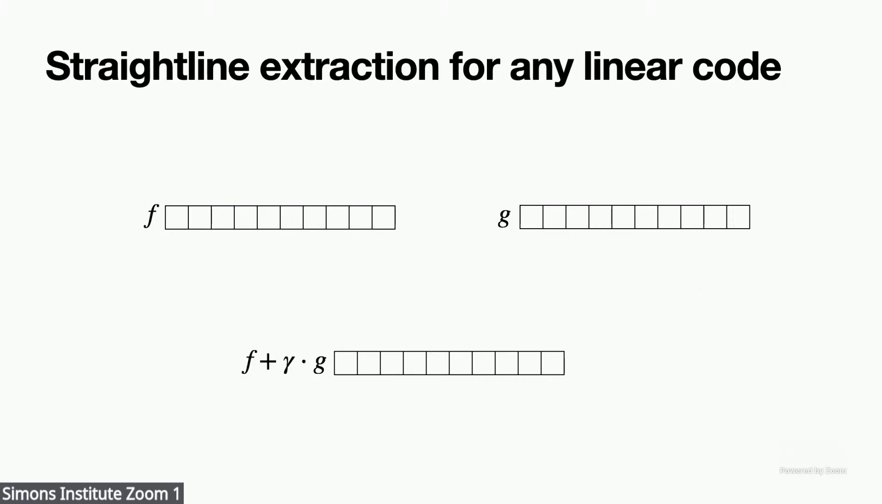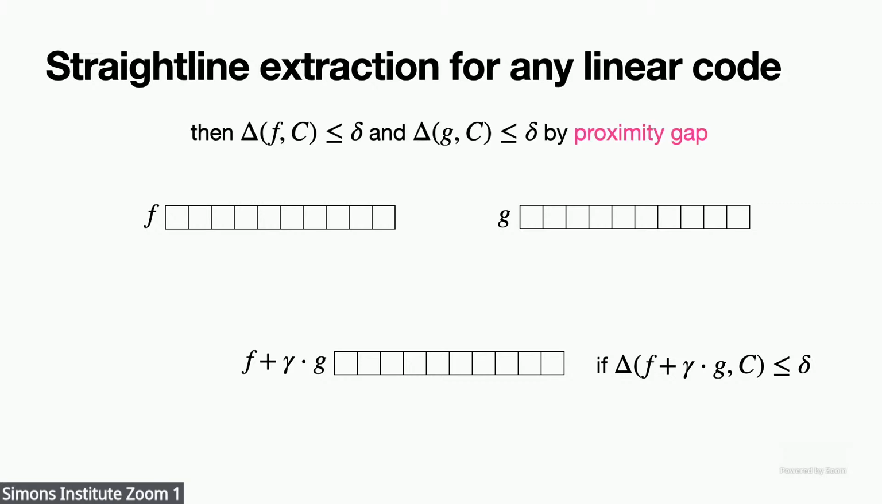Well, I'm going to focus in on this very specific step, which is when you take a random combination of two vectors. So in all of these security analyses, suppose that this random combination is close to the code. Then what the soundness analysis guarantees is that both of the inputs are also going to be close to the code by this proximity gap.